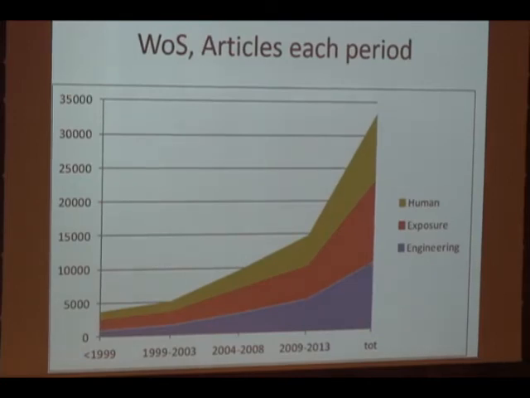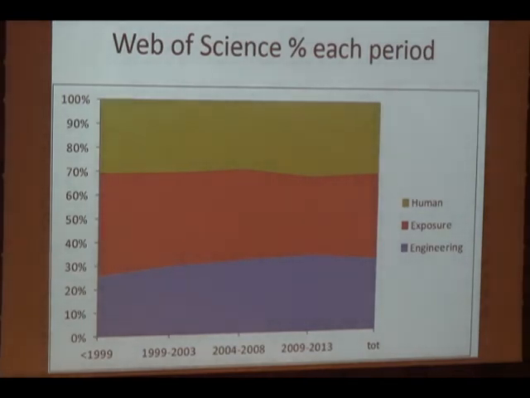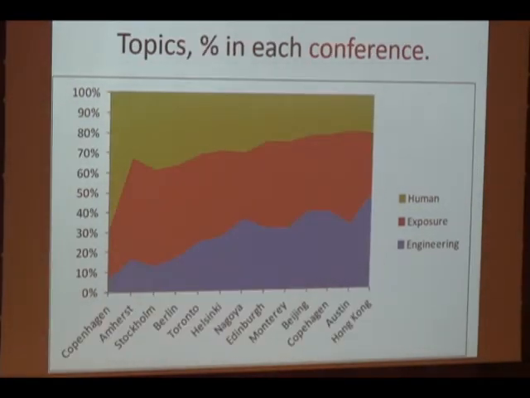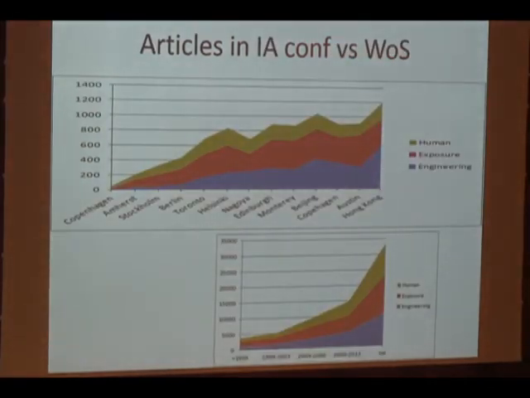Articles from each period in different basic topics, they have been about the same size, about 30% about human topics, health, etc., 30% exposure, and 30% engineering. And you can see it in this slide, it's more clear. If you look at conferences, this is the slide we get. It's a little bit different picture. And if you look at this, we can see that these slides should give 1999 is the same in both. We had the Edinburgh conference. And you can see that in Web of Science, we get a lot of new papers, a lot more publications each year. The conferences have not increased in the same way.